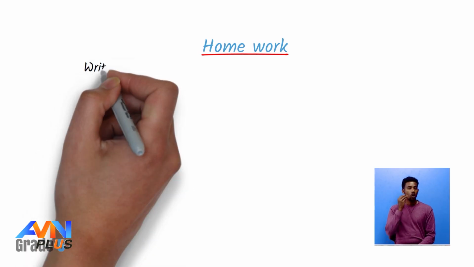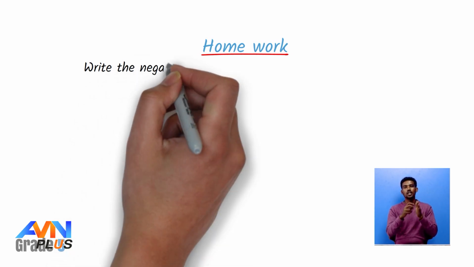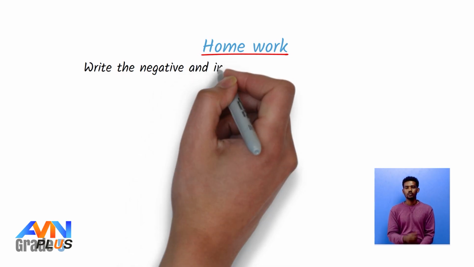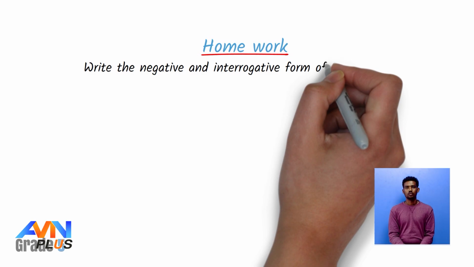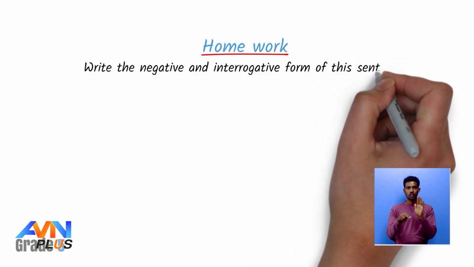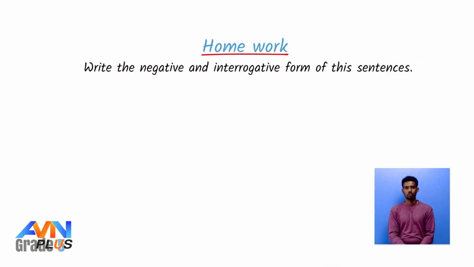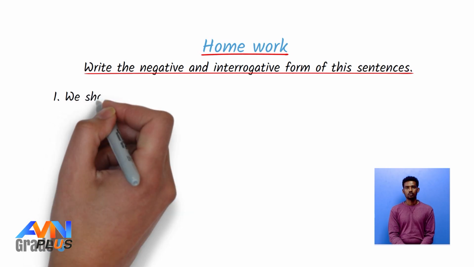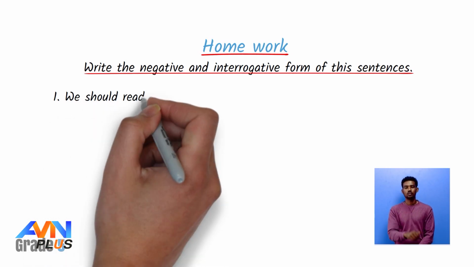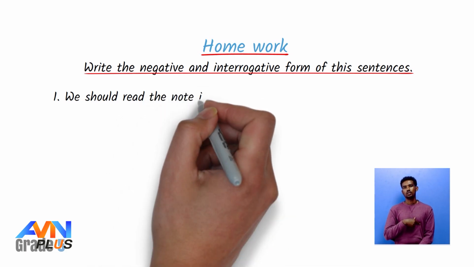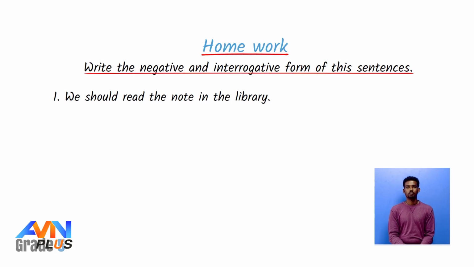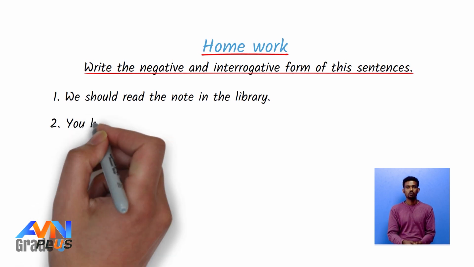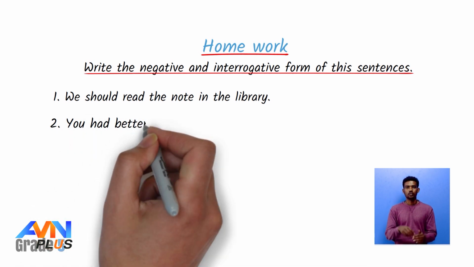Homework. The instruction says write the negative and interrogative form of this sentence. Number 1. We should read the not in the library. In the library. Come on.